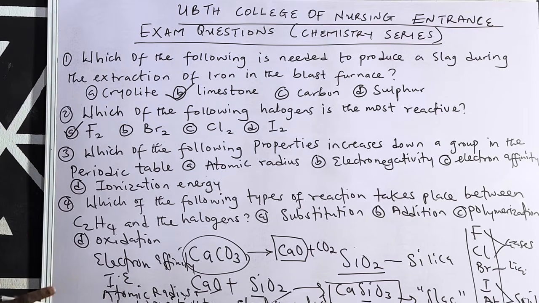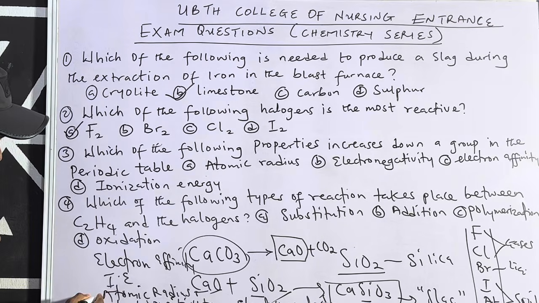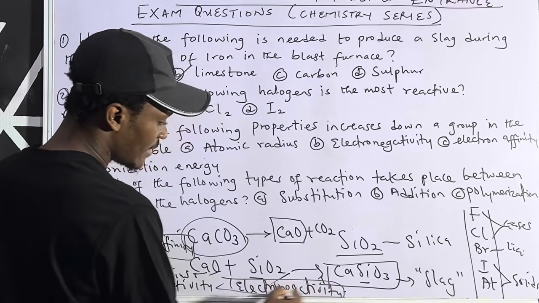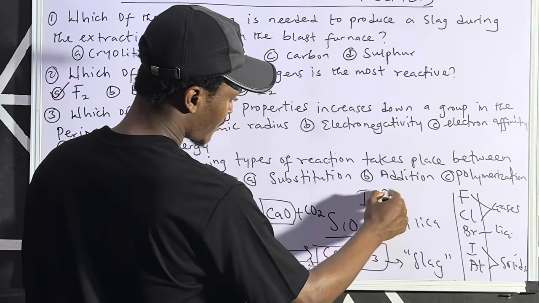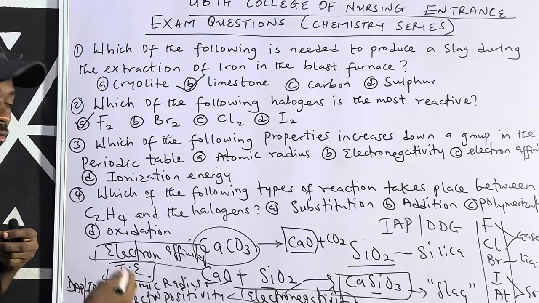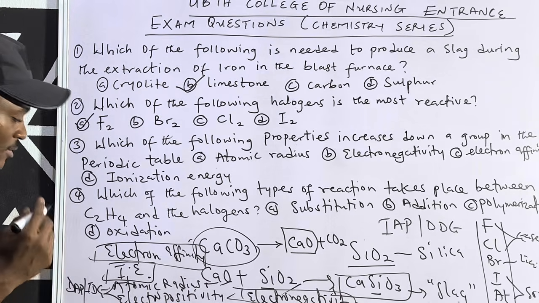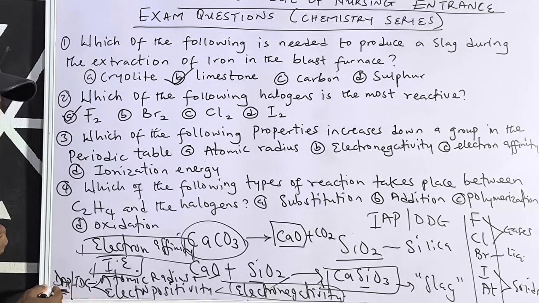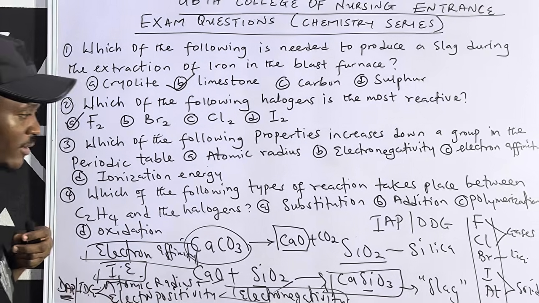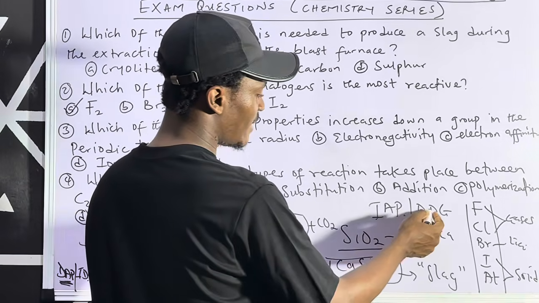These are periodic properties of elements. Now, one very important thing that you need to know is this: atomic radius and electropositivity, DAP and IDG. Ionization energy, electron affinity and electronegativity, IAP and DDG. What does that mean? It means that among these properties, don't be confused. Among these properties enlisted, only two, DAP, stands for decreases across the period and then increases down the group. Then the others, they increase across the period and they decrease down the group.